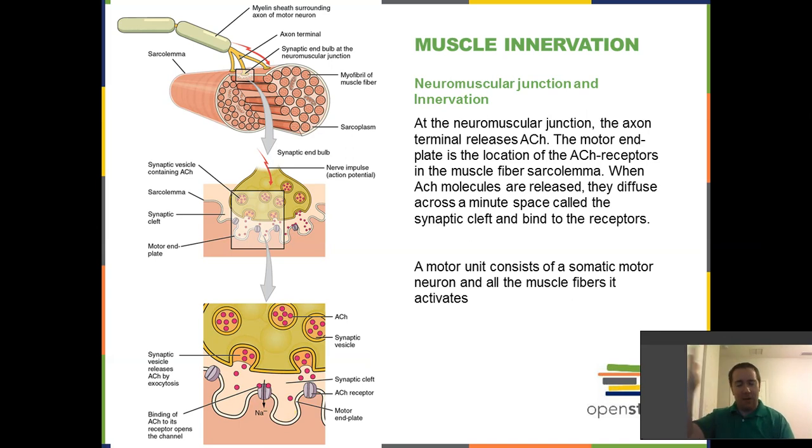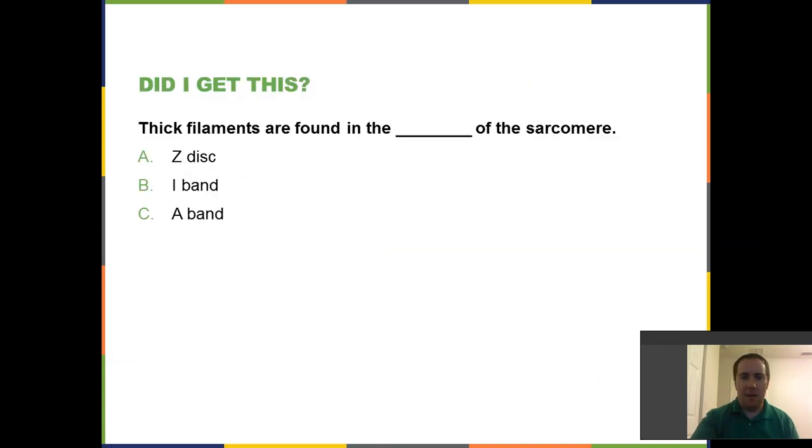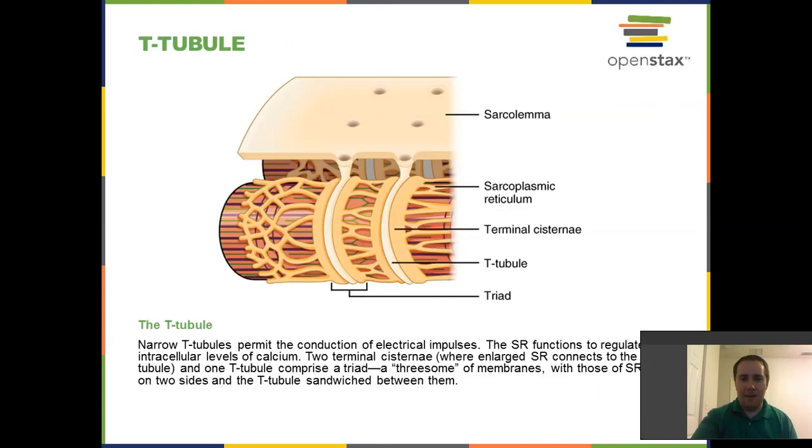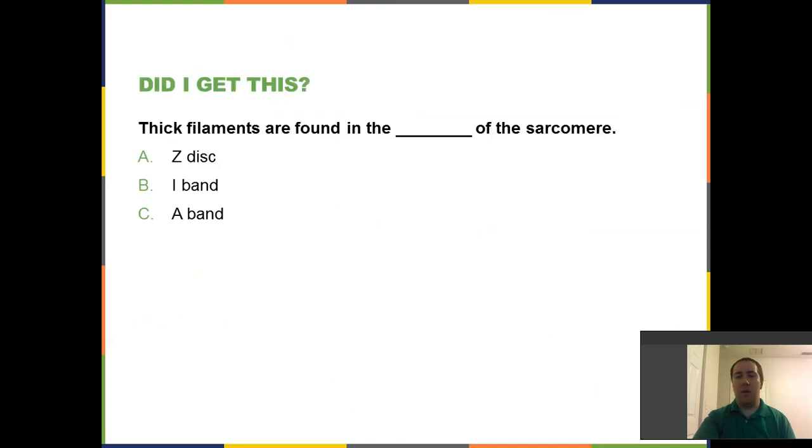I'm having a brain fart. What was the name of that structure? Boy, sorry about that. We talked about it. T-tubule. Okay, yes.